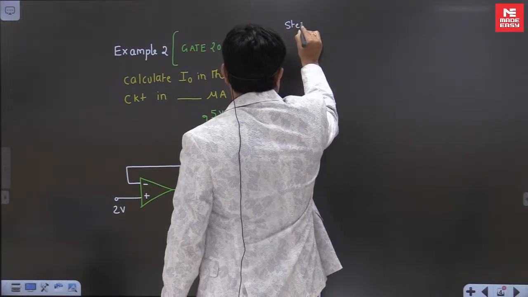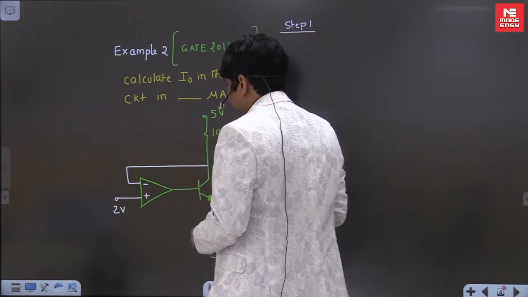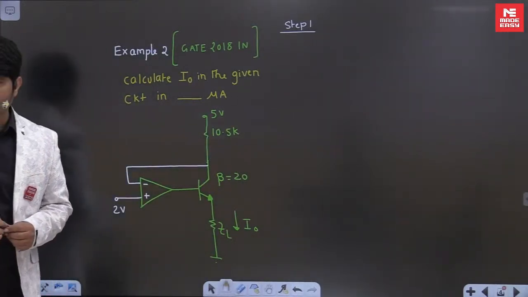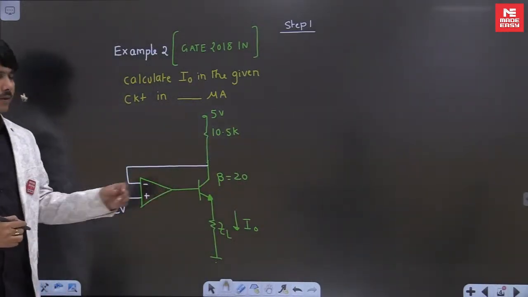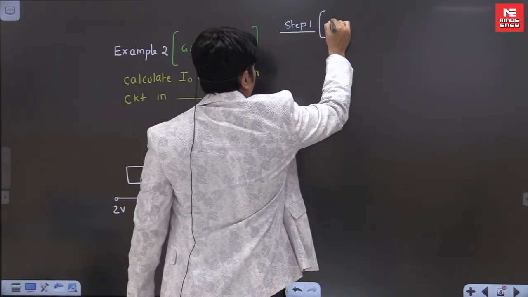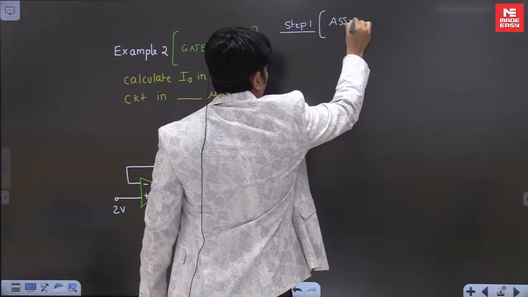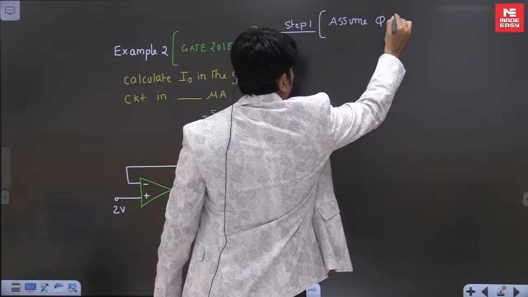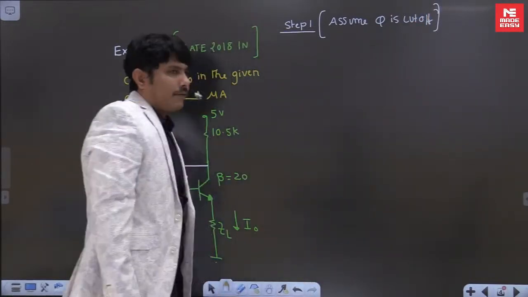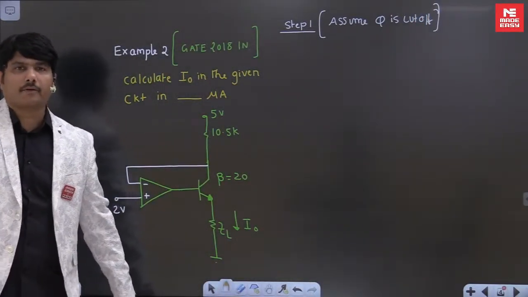The same method I'll apply. Step 1. For all these questions, do it like this, my friends. You'll never get a problem in the concept. Step 1: the transistor is cut off. Assume Q is cut off. So we'll see that the transistor is in cutoff position.